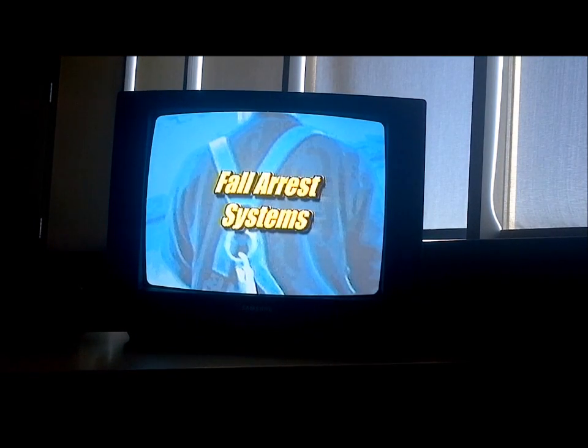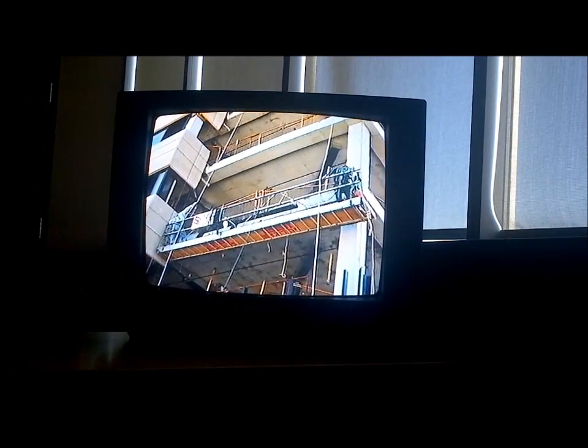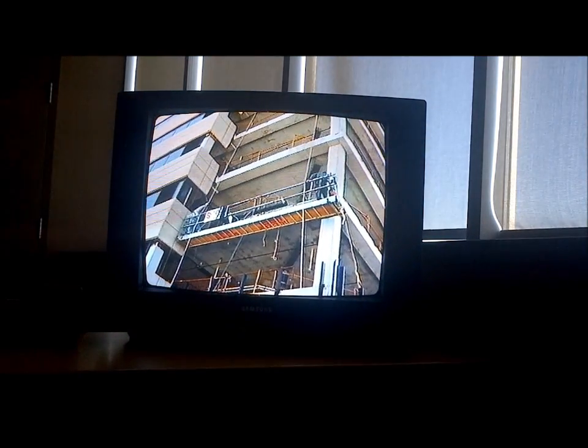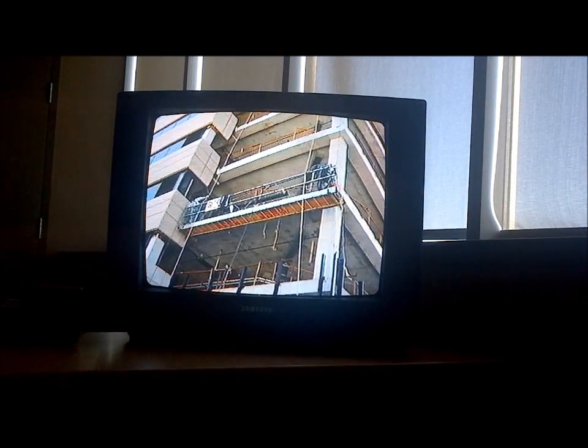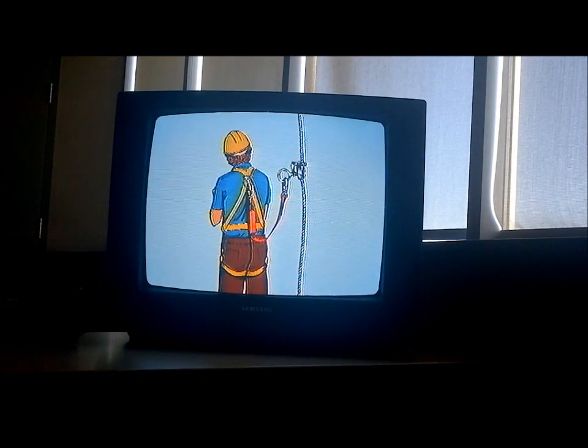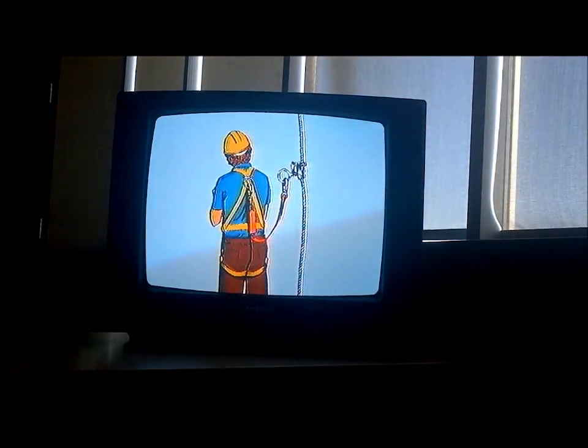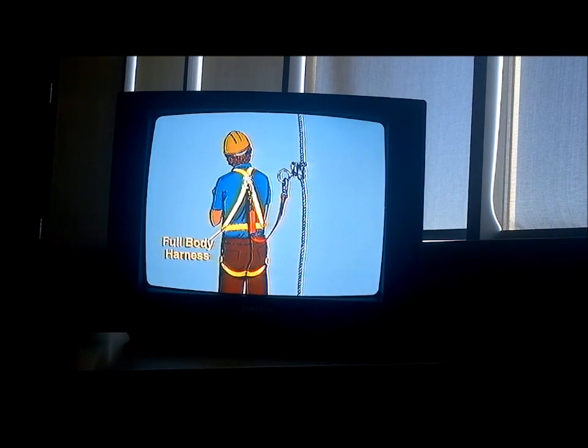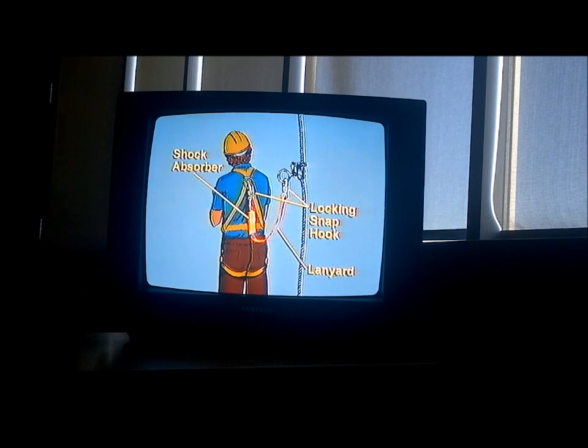A fall arrest system doesn't prevent a fall, but it limits a fall once it occurs. The system must be set up to keep a worker from striking any object or surface below. A typical fall arrest system consists of several engineered and certified components, such as an adjustable full-body harness, with a built-in attachment point for a shock-absorbing lanyard.